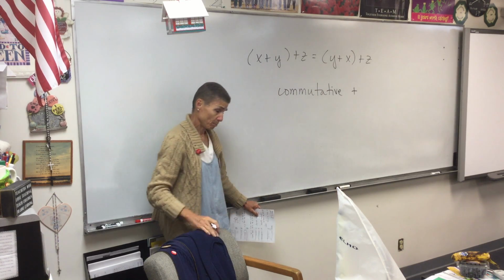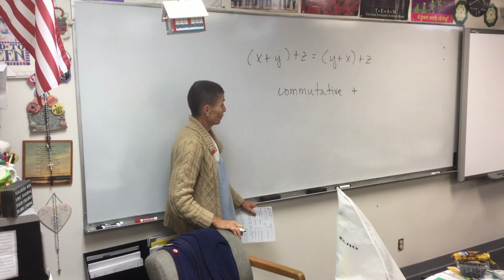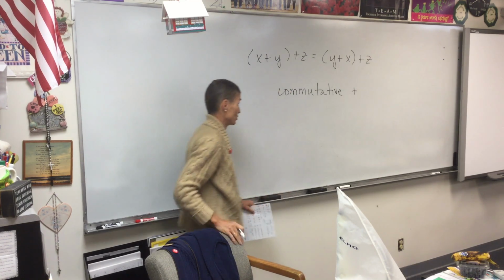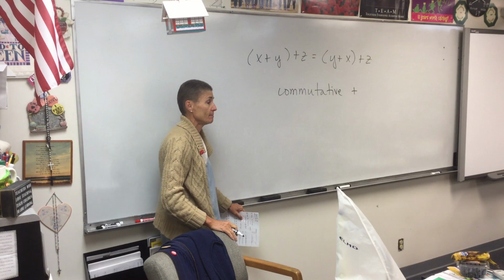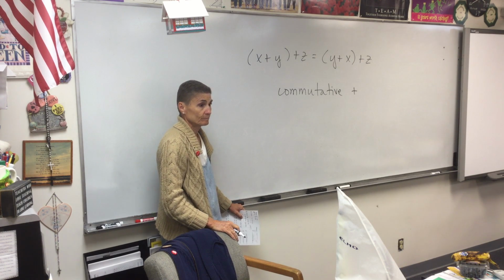There are 2 commutative properties. One is addition, one is multiply. This is addition. Again, no N in this word. It's not community, it's commutative.